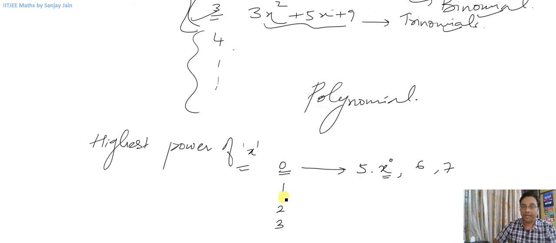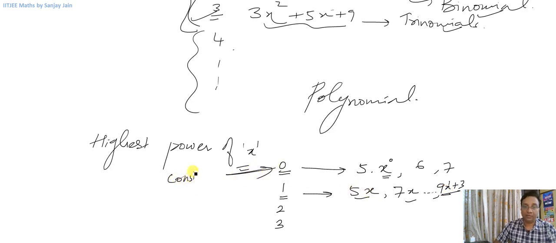Okay, and for highest power of 1, I can take examples like 5x, 7x, and so on. So highest power of x in these cases is 1. Another example is, let us say, 9x plus 3. Highest power of x is 1. So if the highest power of x is 0, these polynomials are known as constant polynomials.